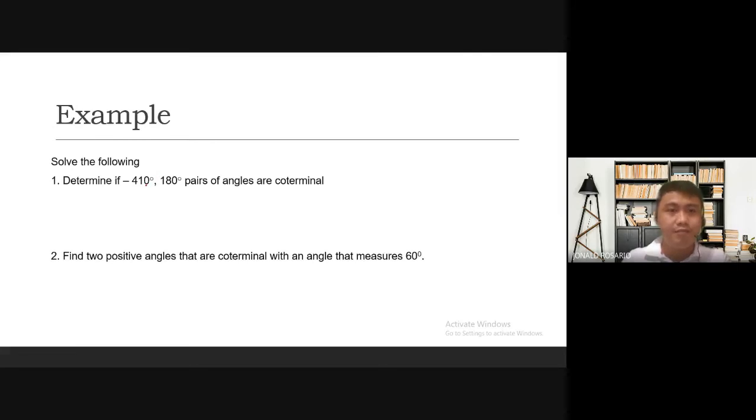Okay, so we have here examples. Determine if negative 40, 180 are pairs of angles, are coterminal angles. Okay? So, paano gagawin yan? So, negative 410 ay 180. Pag gusto nating gawing positive kasi gusto nating i-check kung coterminal angle sila, so mag-plus tayo ng 360. So, parang minus lang yan. 410.